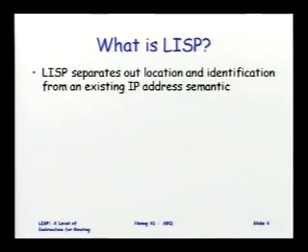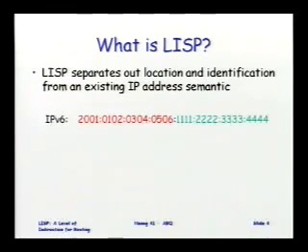LISP actually separates location and identification from an existing IP address. That's basically what we're trying to do. Today, an IP address means who you are at the time you're logged in and where you're located. So we're going to try to separate that. That level of indirection can help in many ways.